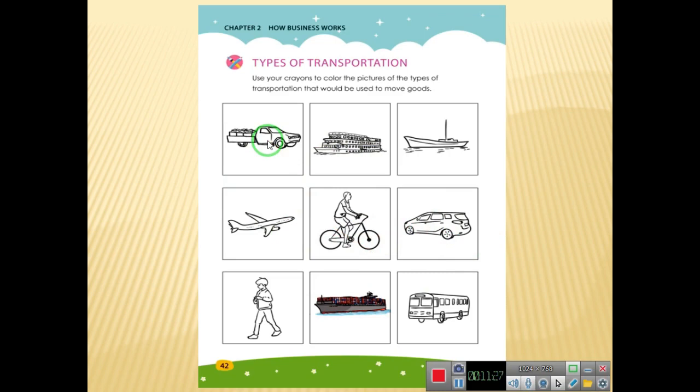Think about this one, all right? Or this one, the cruise. What do you think? Is it the van? Is it the bike? Is it the bus? Think carefully. I wish you the best of luck.